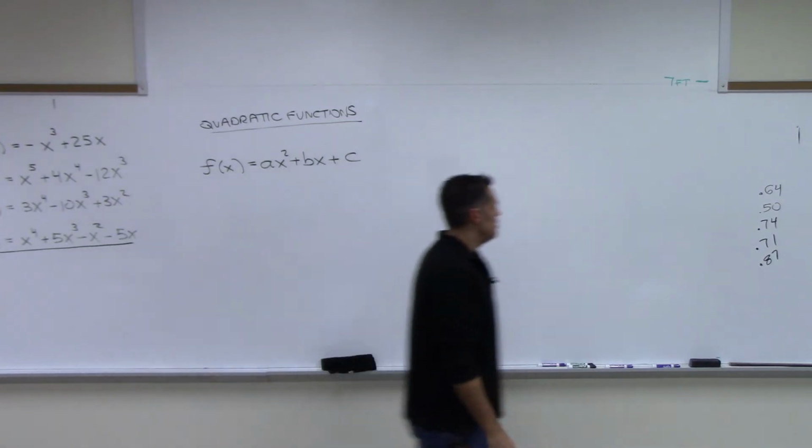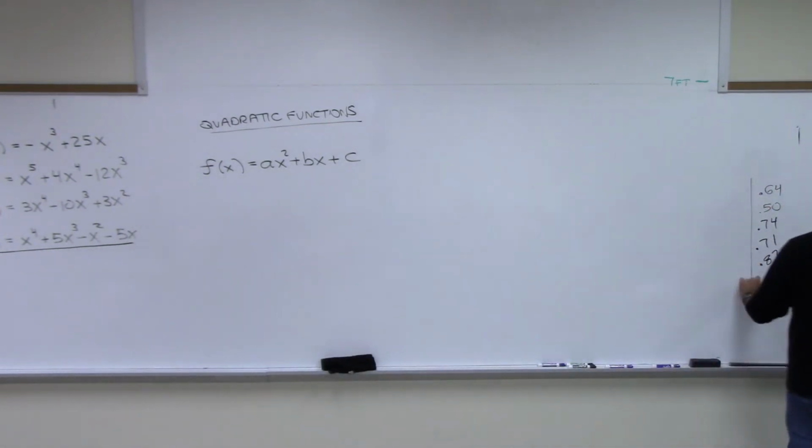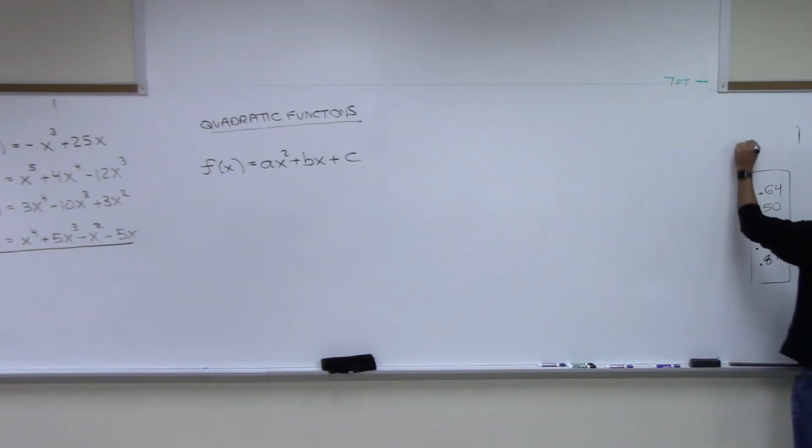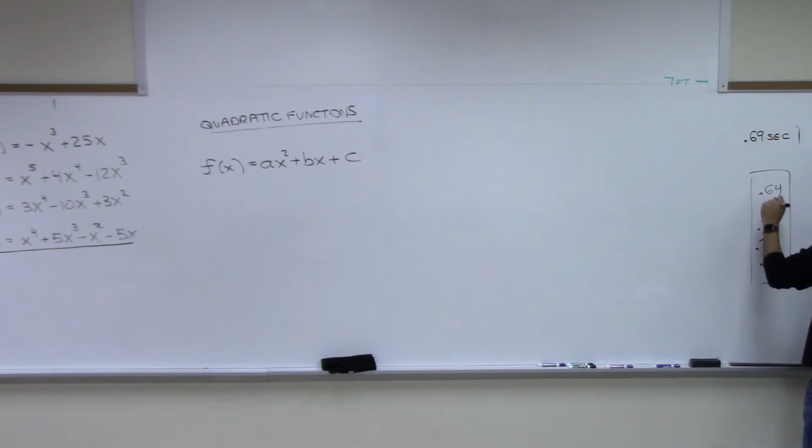When you run experiments like this, you're only as precise as your measurements, right? So we're at 0.69? 0.69 seconds is how long it took to drop 7 feet. Now, my question to you is this. We'll get back to this.